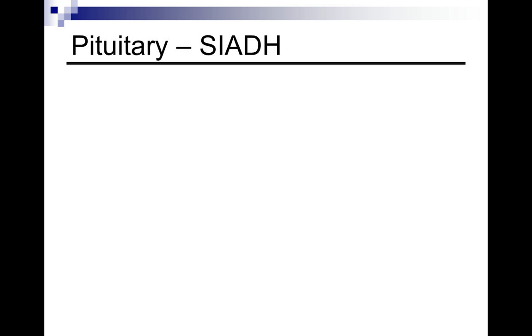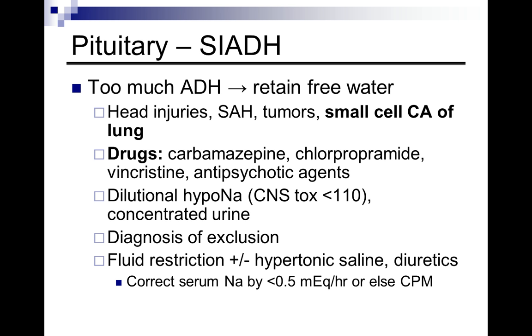I also want to talk about SIADH, the syndrome of inappropriate ADH secretion, inappropriate antidiuretic hormone secretion. The boards like to ask questions about diabetes insipidus and SIADH, so it's really important for you to appreciate the pathologies and the similarities and differences between these two syndromes. So SIADH is really like the opposite of diabetes insipidus. These patients have too much ADH, and so they retain free water instead of pouring out free water.